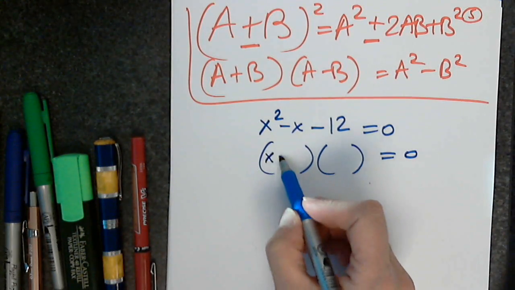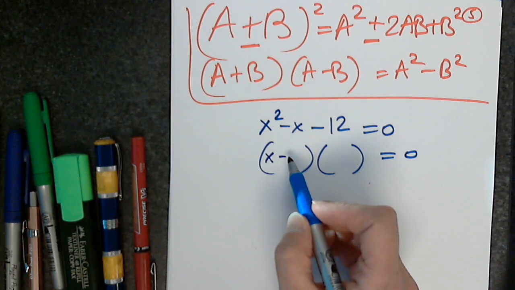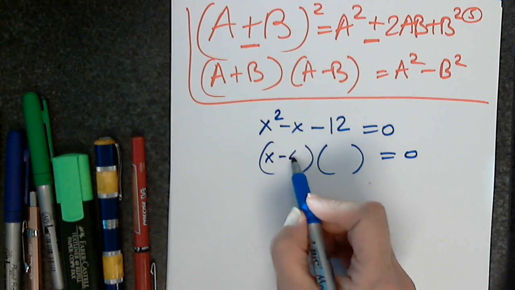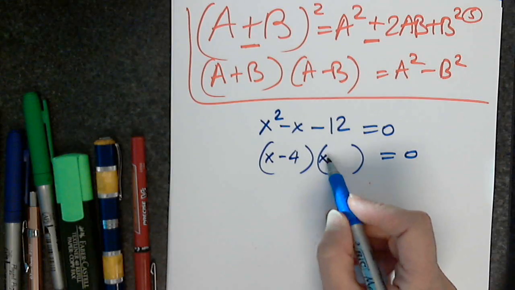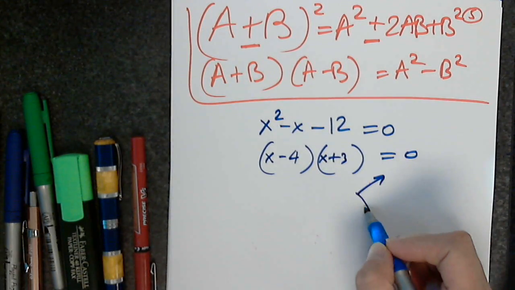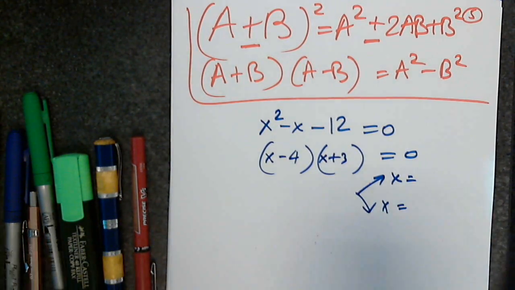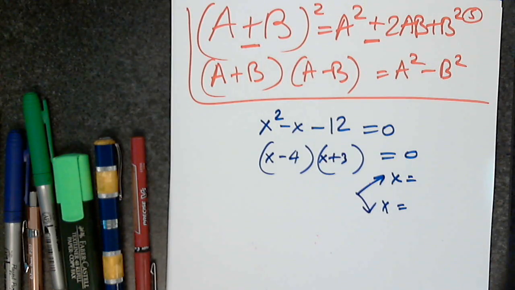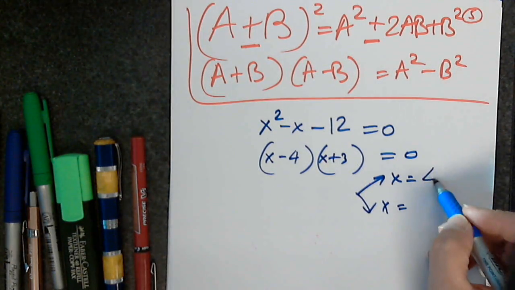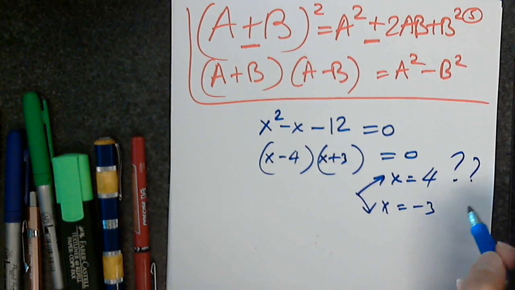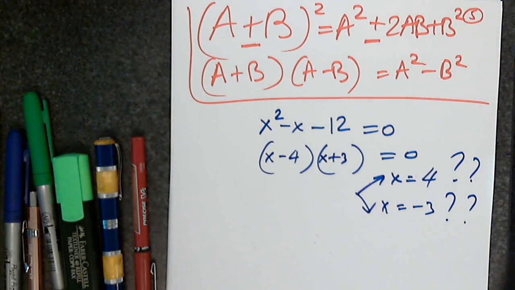X minus. So there are two possibilities. Can anyone tell us those possibilities? X equals 4. Correct. Excellent. But they both come with a lot of question marks. Why? You have to test it.